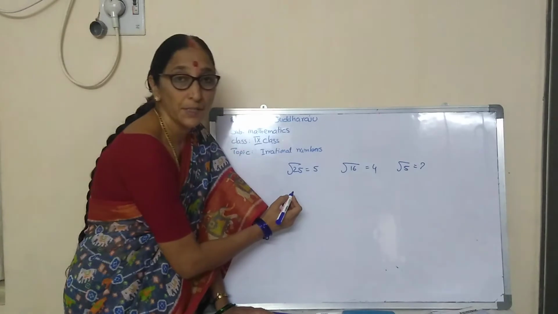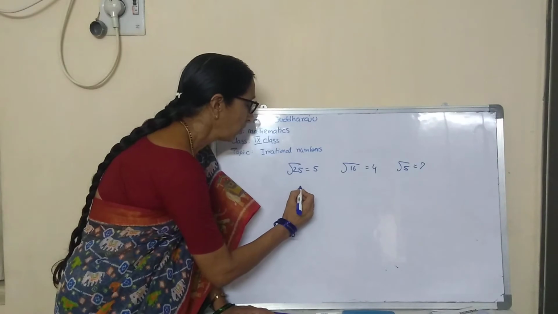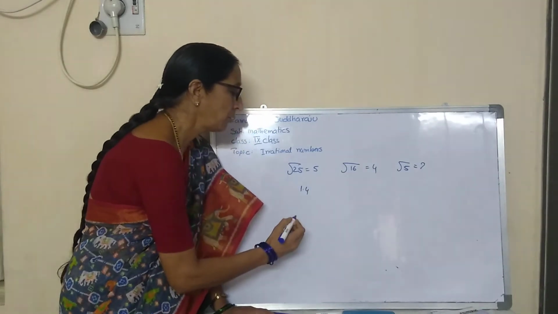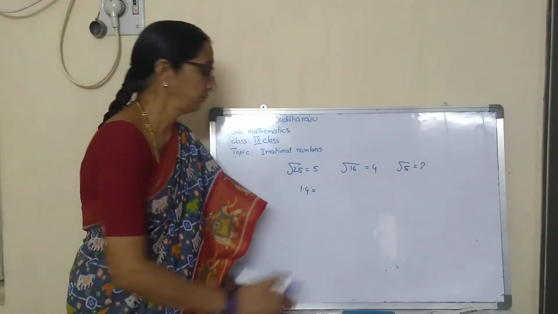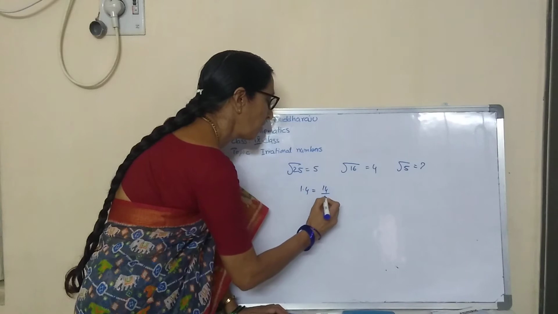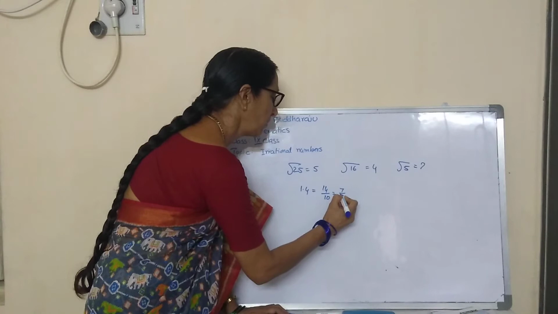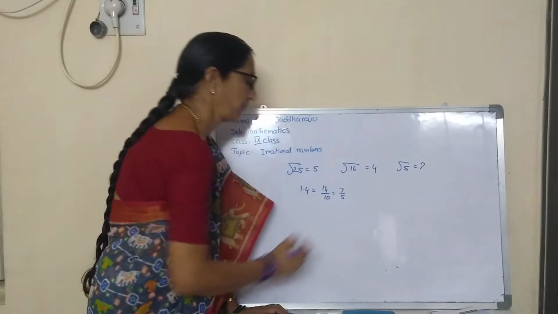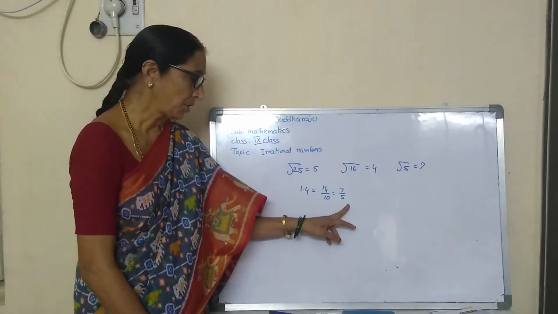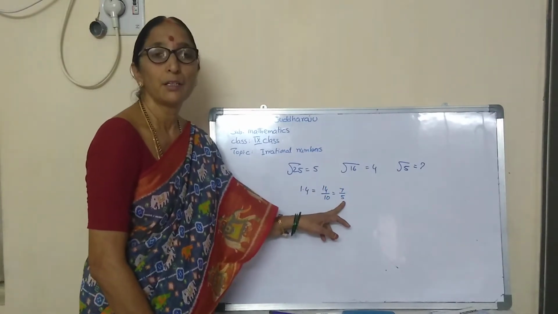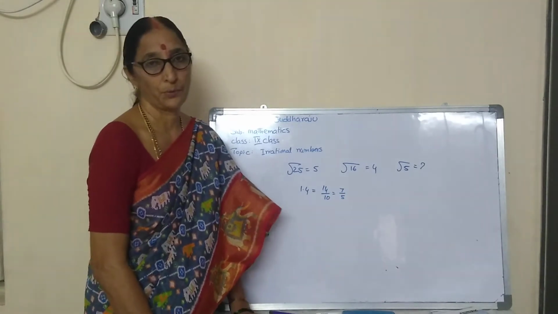Now we have to discuss the decimal numbers. What is the value of 1.4? Can we write this as rational? Yes, we can write it as 7 by 5. Is it a rational number? Yes, it is a rational number because 7 and 5 are integers and q is not equal to 0.